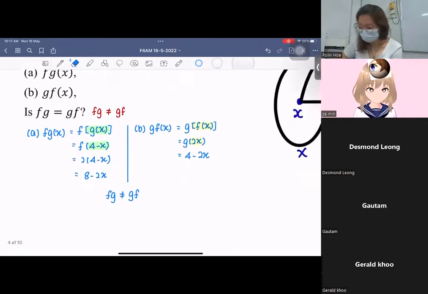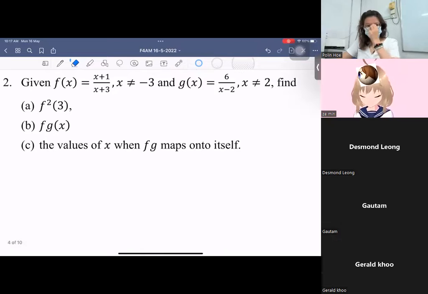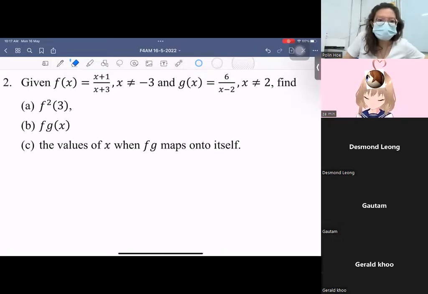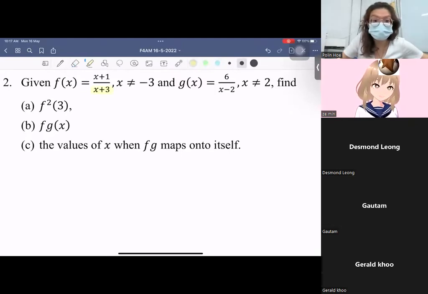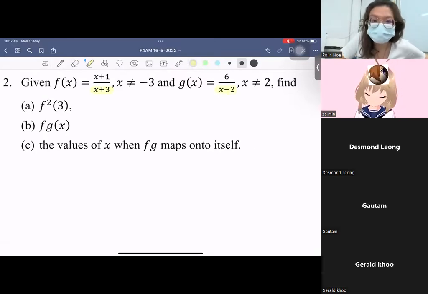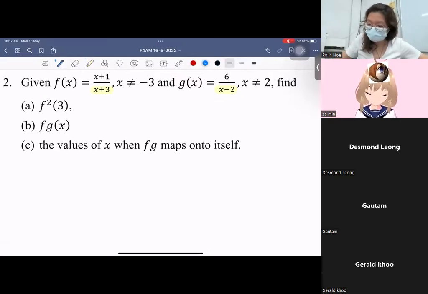Doing good, yeah? The next question. f(x) equals (x plus 1) over (x plus 3). And of course, because the denominator cannot be equal to 0, x is not equal to negative 3. And then g(x) equals 6 minus 2x. This one cannot be 0, that's why x is not equal to 2. Find f square, ff(x). This is not square.